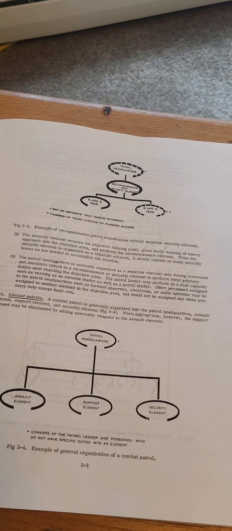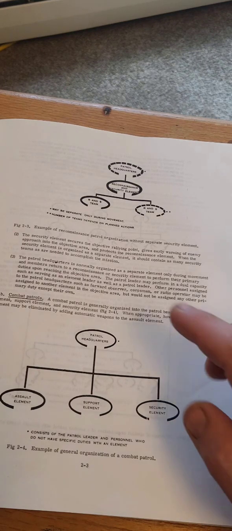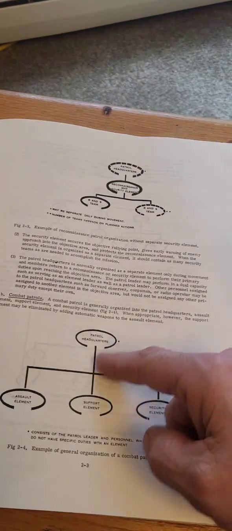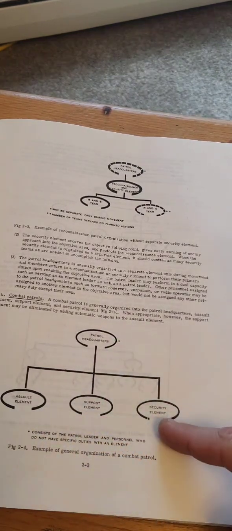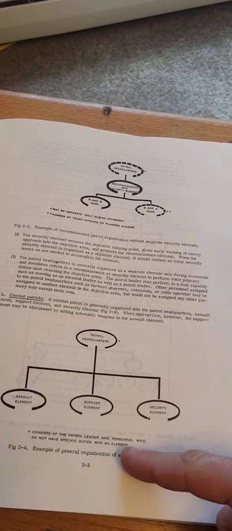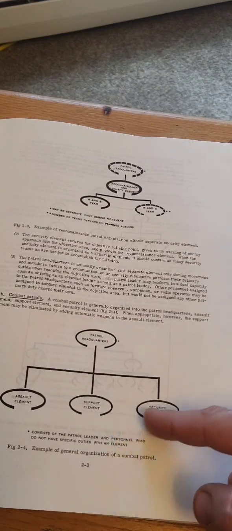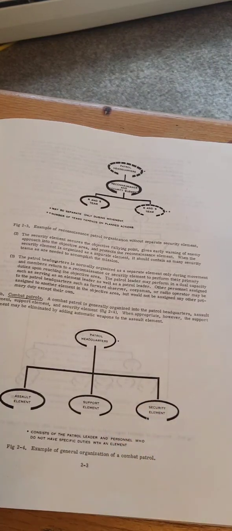B. Combat patrols. A combat patrol is generally organized into the patrol headquarters, assault element, support element, and security element. When appropriate, however, the support element may be eliminated by adding automatic weapons to the assault element. So we have patrol headquarters, which is broken up into assault element, support element, security element. It consists of the patrol leader and personnel who do not have specific duties with an element. This is an example of general organization of a combat patrol.